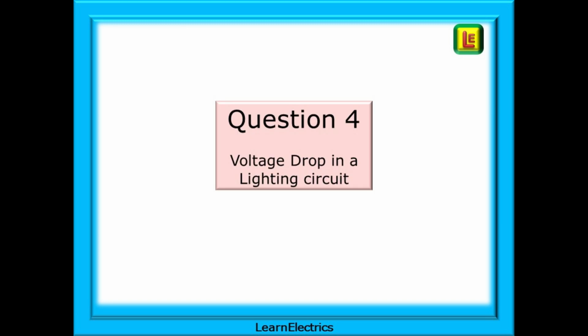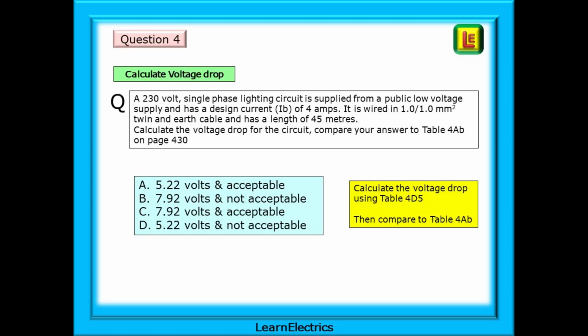Question 4 will look at voltage drop in a lighting circuit, and now we'll compare the results to a reference table found in the Wiring Regulations book. Question 4 asks, a 230 volt single phase lighting circuit is supplied from a public low voltage supply and has a design current or IB of 4 amps. It is wired in 1 by 1 twin and earth cable and has a length of 45 meters. Calculate the voltage drop for the circuit and compare your answer to table 4AB on page 430.